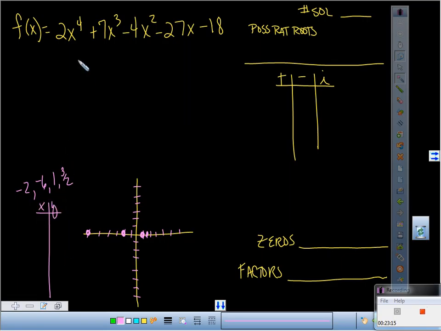Now, let's see what I know. Well, it's a 4th degree equation. What does that tell me about his beginning and ending behavior? They go the same way. His leading coefficient is positive, so what does that tell me? Yeah, so this one's going to go up, and this one's going to go up.